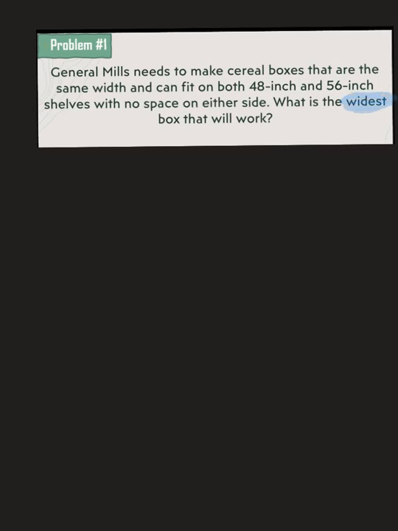Remember when we went through our word problem keywords, GCF was when we were looking for the greatest number or greatest size, or we were splitting into groups, or equally splitting something up. So in this problem, when they're looking for the widest box, they're looking for the greatest width of a cereal box that would work. So this problem is definitely going to be GCF. So we look at our two numbers. We have 48 and 56. Those are the two numbers we'll have to find the GCF for.